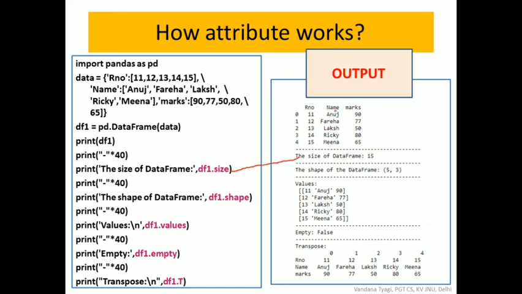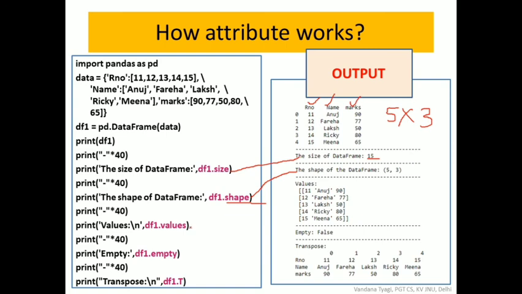How does this come up? We have 3 columns, roll number, name and marks, and we have rows 0, 1, 2, 3, 4. So 5 rows multiplied by 3 columns gives the output 15. So size gives me the total elements in my data frame. Shape will return the dimension. Since we have 5 rows and 3 columns, it returns 5, 3.